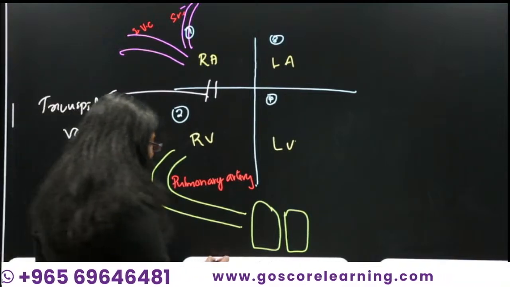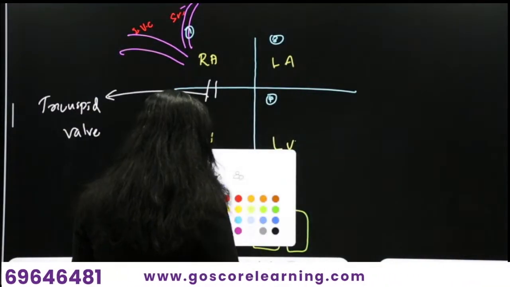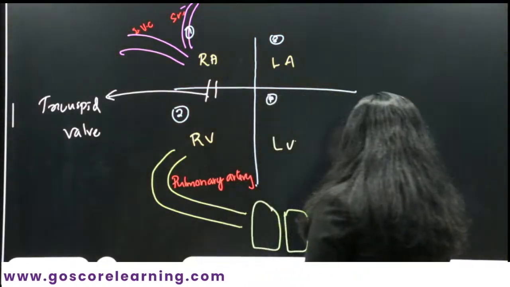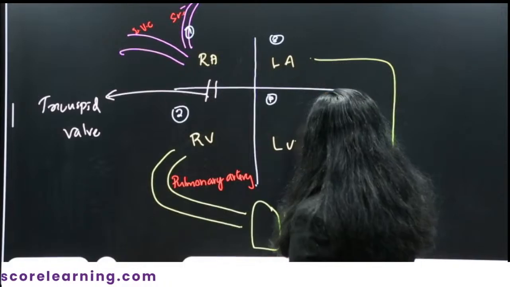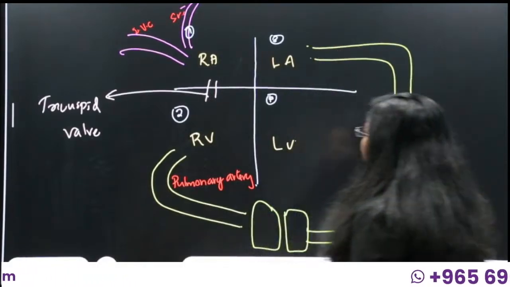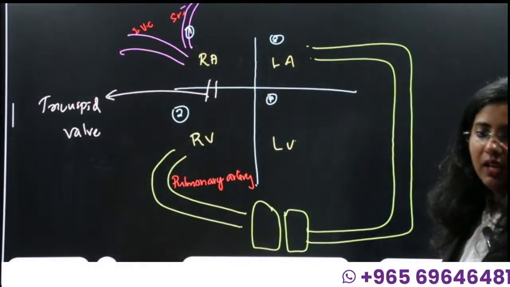Okay, so next one is very important, from the lungs. From the lungs, what happens? It moves to the next region. What is the next region? Left. Okay, it moves to the left atrium.